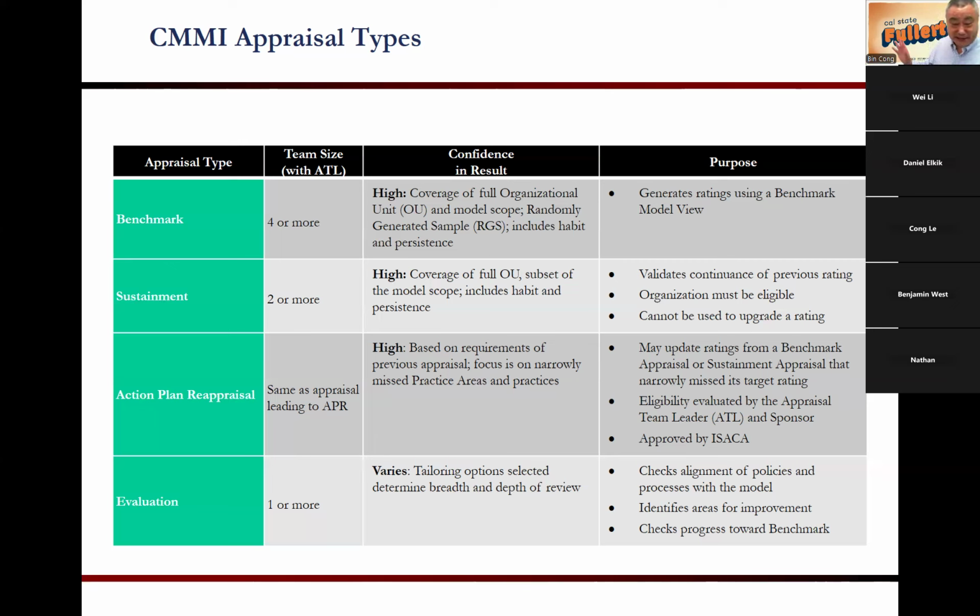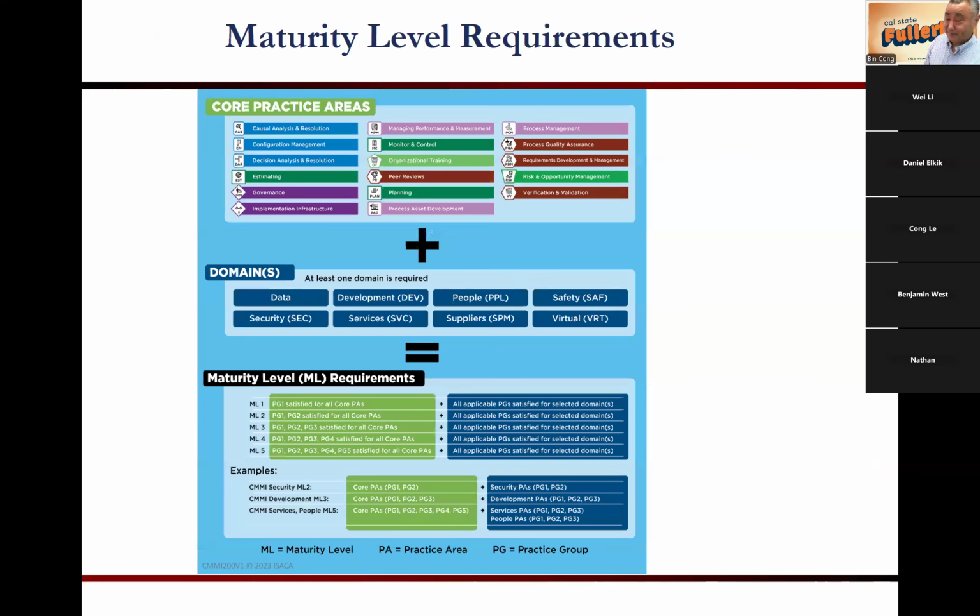Now we have APR, appraisal plan, action plan, reappraisal. I'm not going to discuss this. Then there's the evaluation, which is basically a gap analysis. There's no rating. And now the major change is this. If you cannot read it, don't worry about it. It's not that easy to read. CMMI always does a bad job explaining and presenting the content.